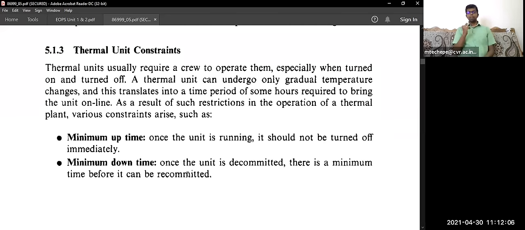So next is the minimum downtime constraint. Once the unit is decommitted, there is a minimum time before it can be recommitted.